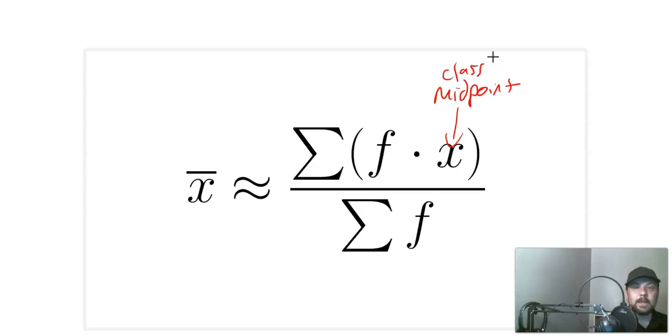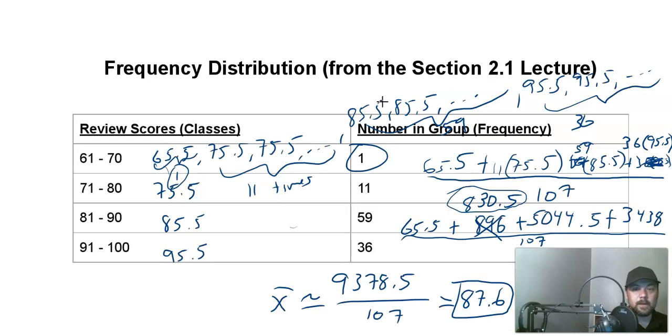So just like we did in this example here, right? We took, it's right here, right? We took, this is the frequency right here, times the class midpoint. This was also the frequency times the class midpoint. So for every class, you're taking its frequency times its class midpoint, and then you're adding them all up. You're summing the frequencies times the midpoints.